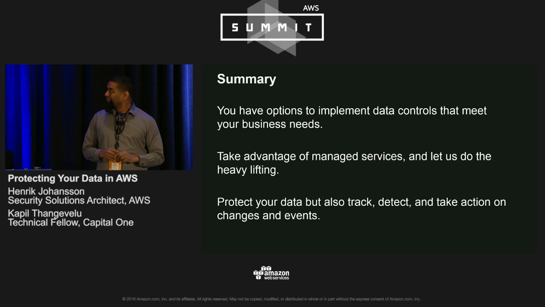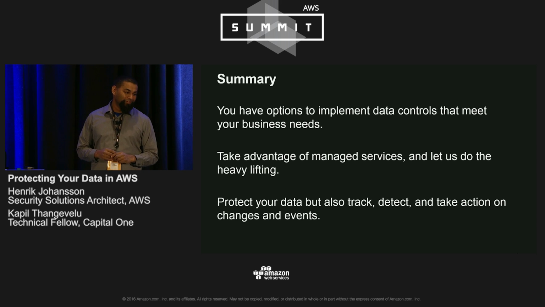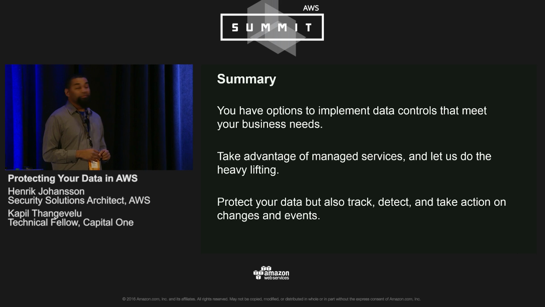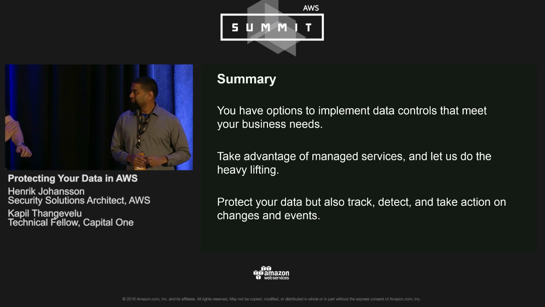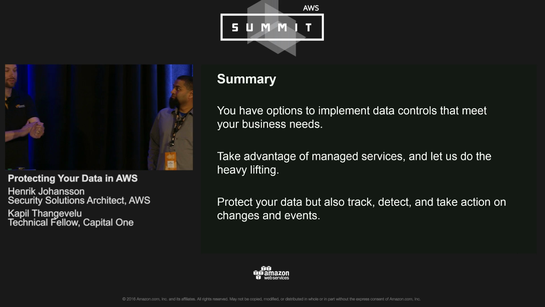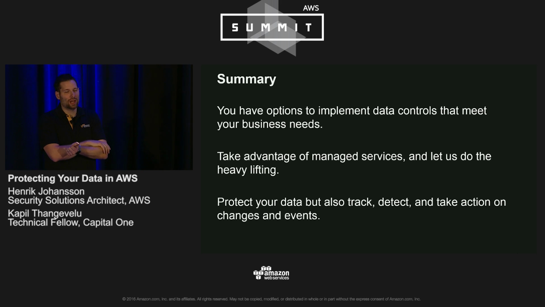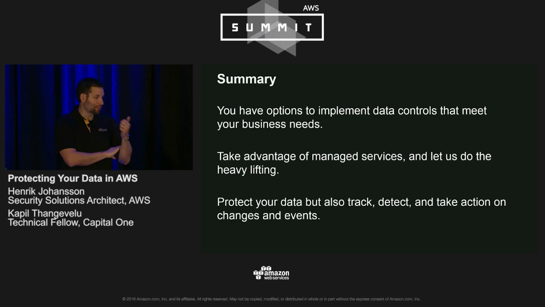So in summary, you have lots of options. You do have a lot of different options to implement data controls that meet your business needs. I would highly recommend that you go out and check out Cloud Custodian. We have a number of different open source projects, for example, the S2N library. We recently launched an open source project on AWS Config rules as well. If you search for AWS Labs and config rules repository, it has a number of predefined config rules that you can implement as well.